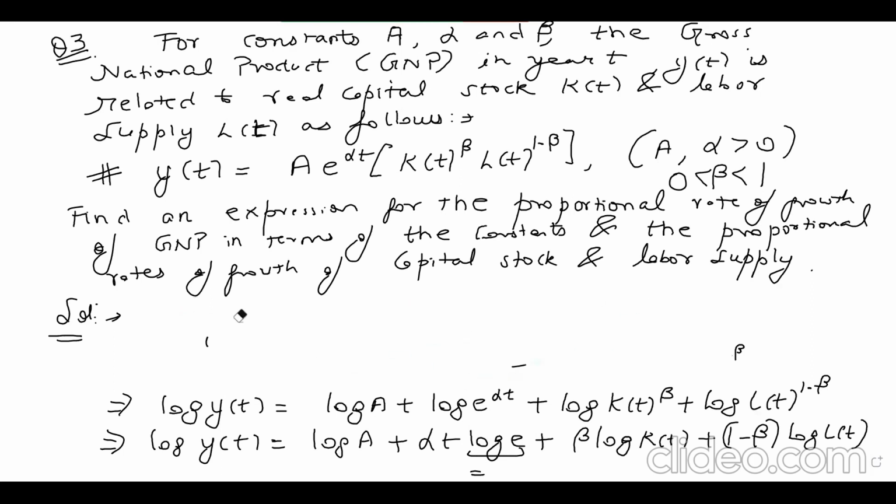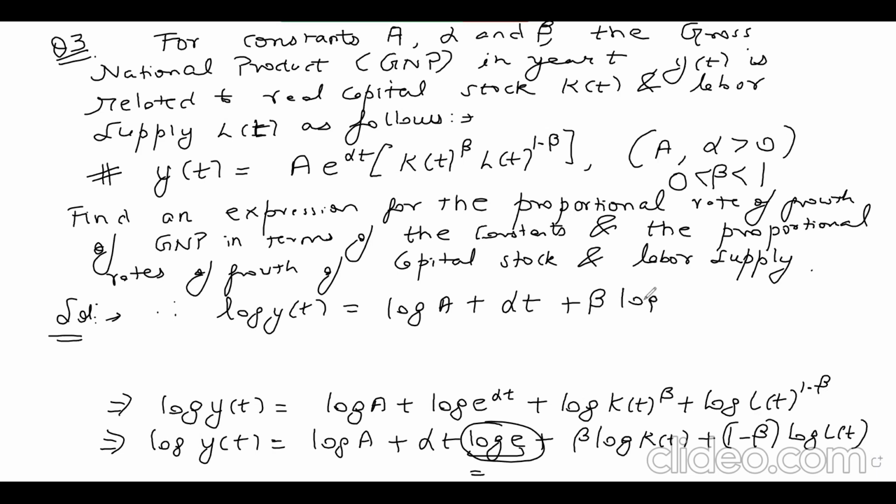So if I erase this initial part off, I can continue with the last equation. I can write that therefore log of yt is equal to log a plus alpha t times log e, but log e is 1, so I am left with alpha t plus beta times log of kt plus 1 minus beta times log of L. Now let's differentiate the above equation with respect to time, because to find the growth rates, we differentiate with respect to time, because it's the change in the variable over time.